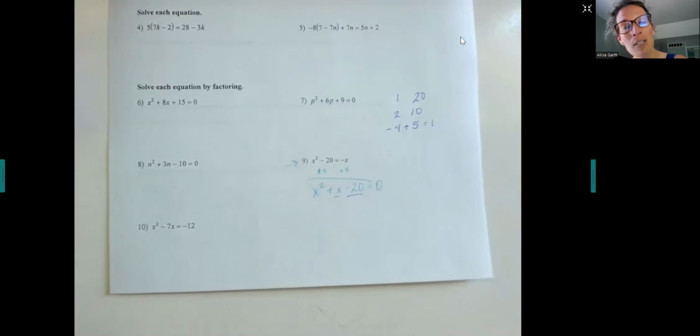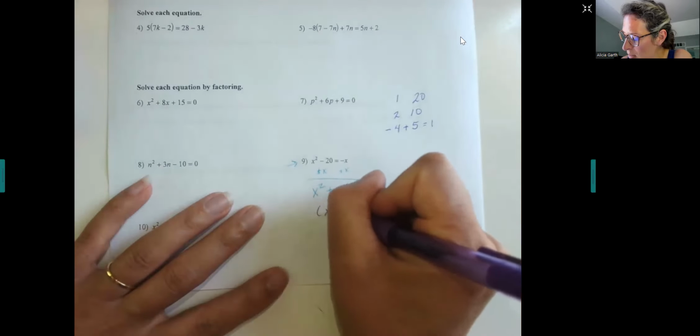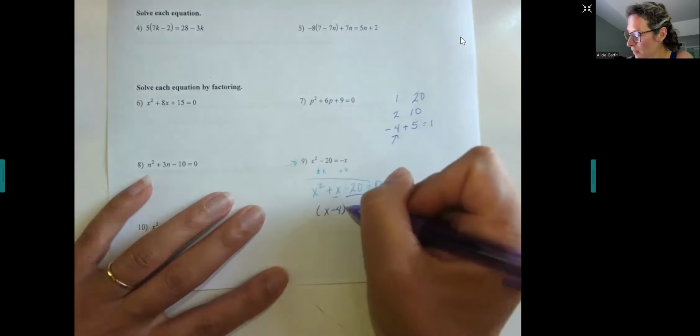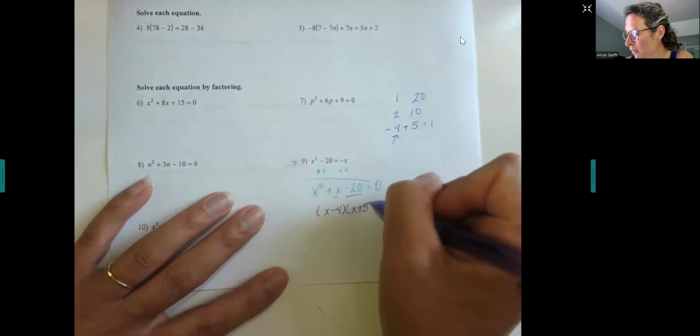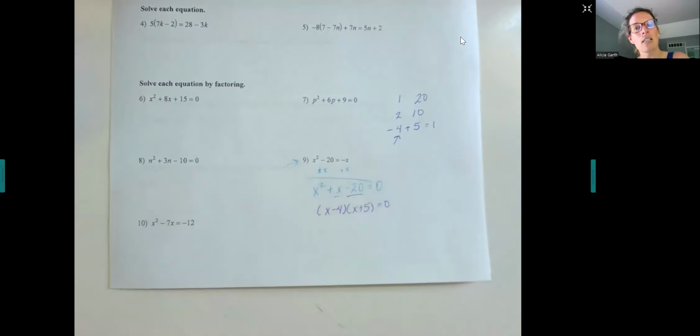Now, the easy way to do this is because there's no number in front of this, all we have to do is x minus 4, because we've already said that was one of our factors, and x plus 5 is equal to 0. I've factored this, and it's still equal to 0.